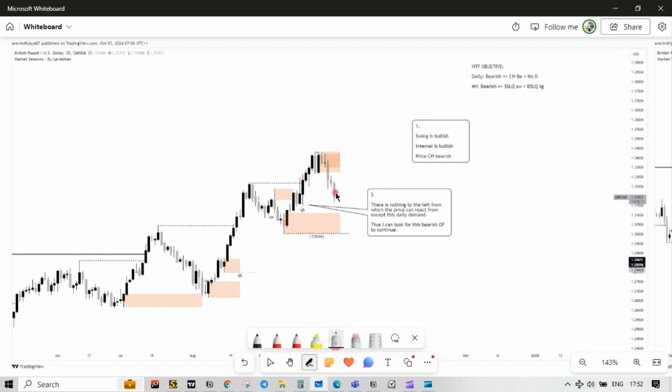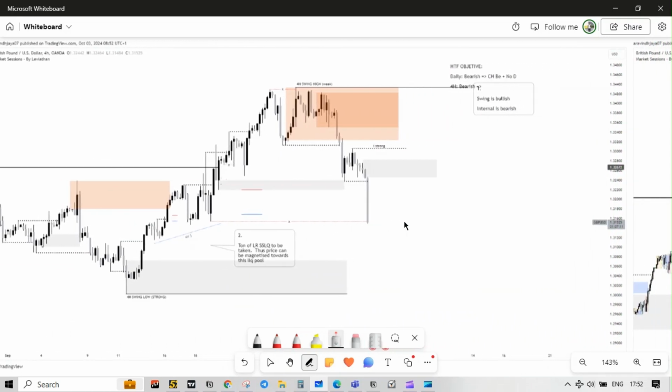So obviously the price will come all the way down to this daily demand. Either price can flip this one or it can respect this daily demand and then push up. So anything can happen. All I know is there is nothing to the left, so price will come down today to mitigate this daily demand.